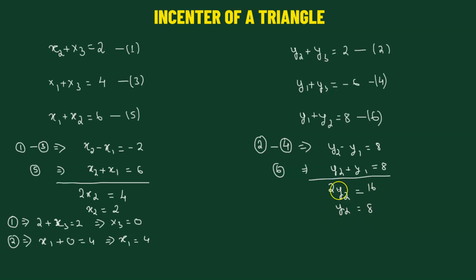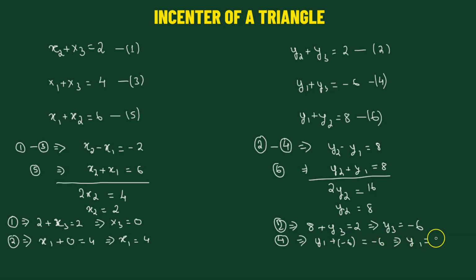Now that we have the value of y2, we can use it to obtain the values of y1 and y3. So let's use equation number 2. Here we have the value of y2, so 8 added to y3 must be equal to 2. So this gives us y3 equals 2 minus 8, so that's negative 6. Fine. And then we'll find the value of y1 using equation 4. So 4 is y1 plus y3. y1 we need to obtain, added to y3, which is negative 6, equals negative 6. So solving for y1, we get the value equal to 0.